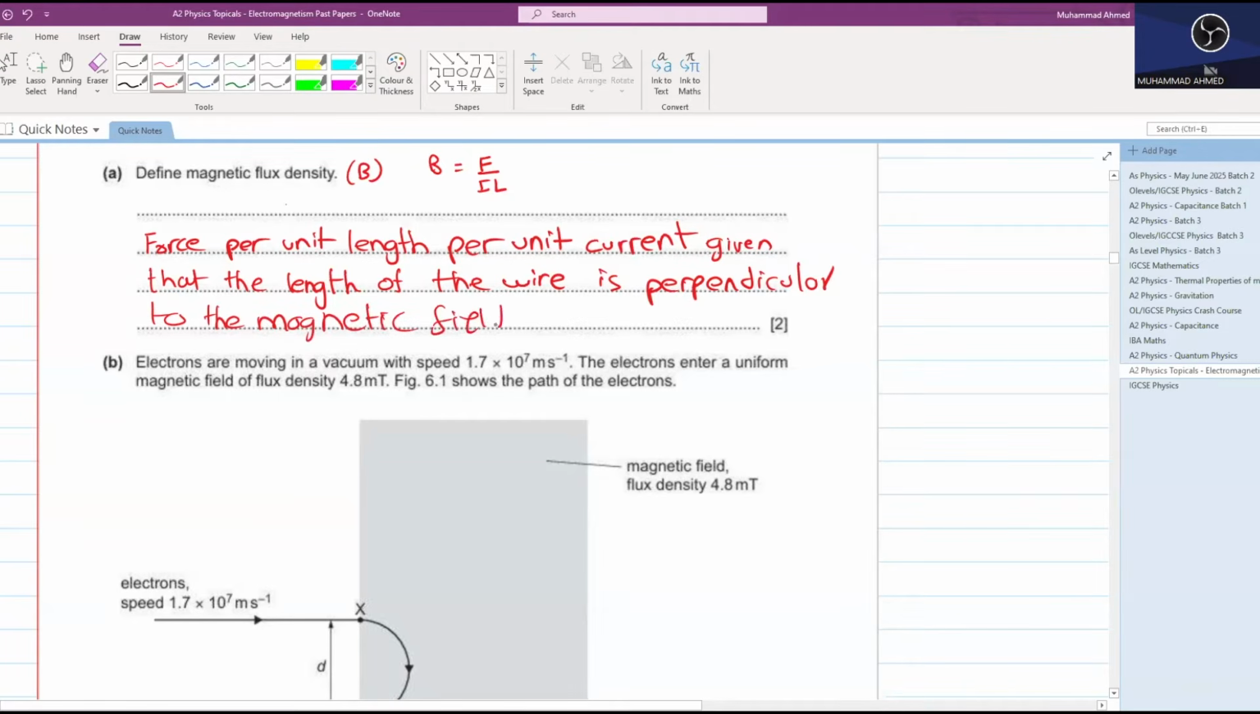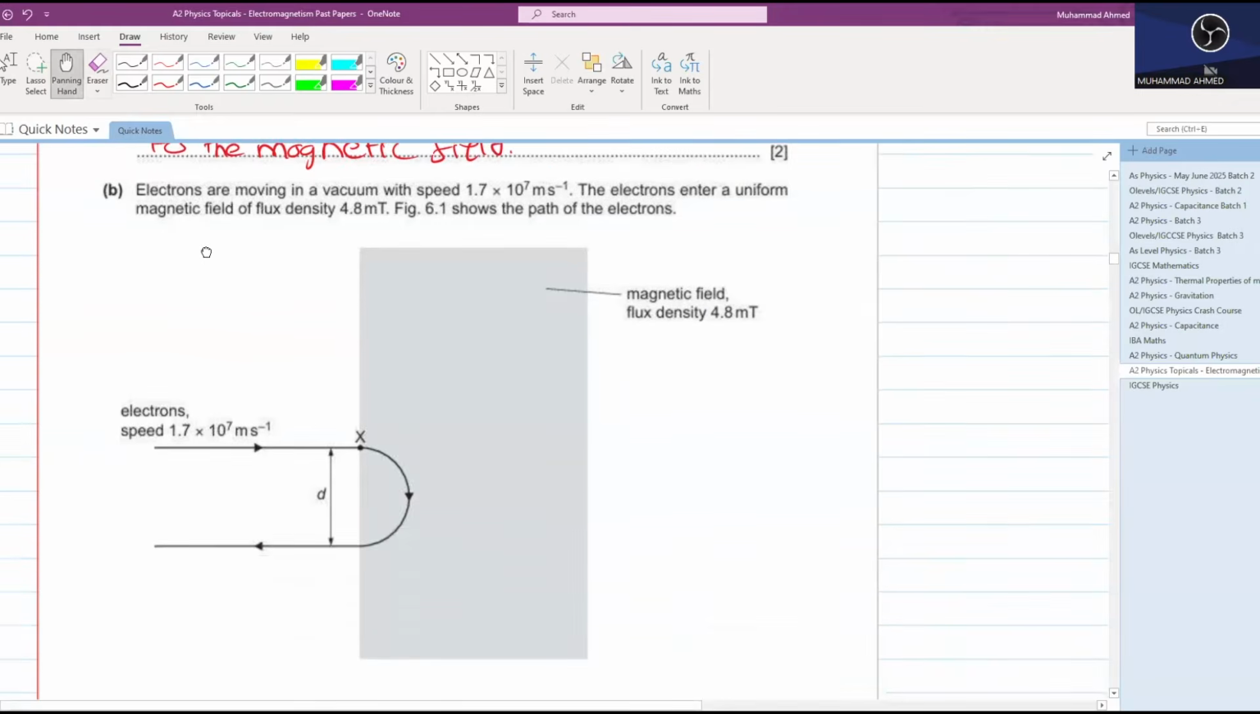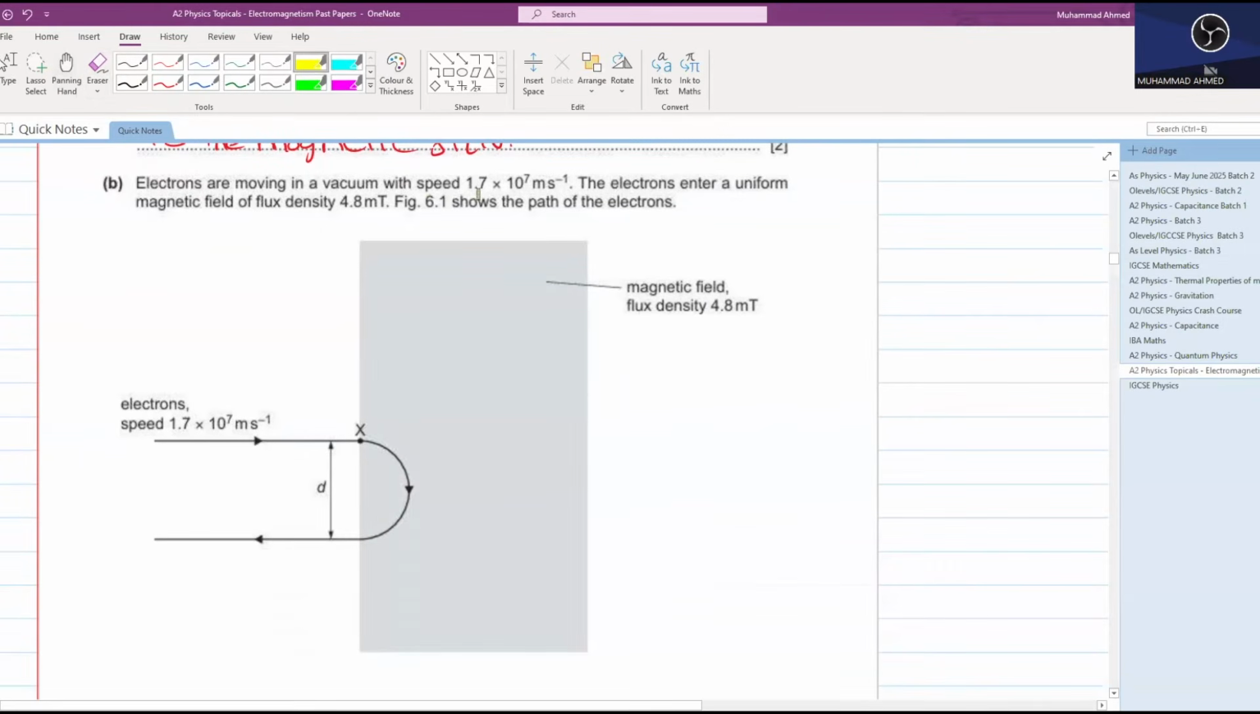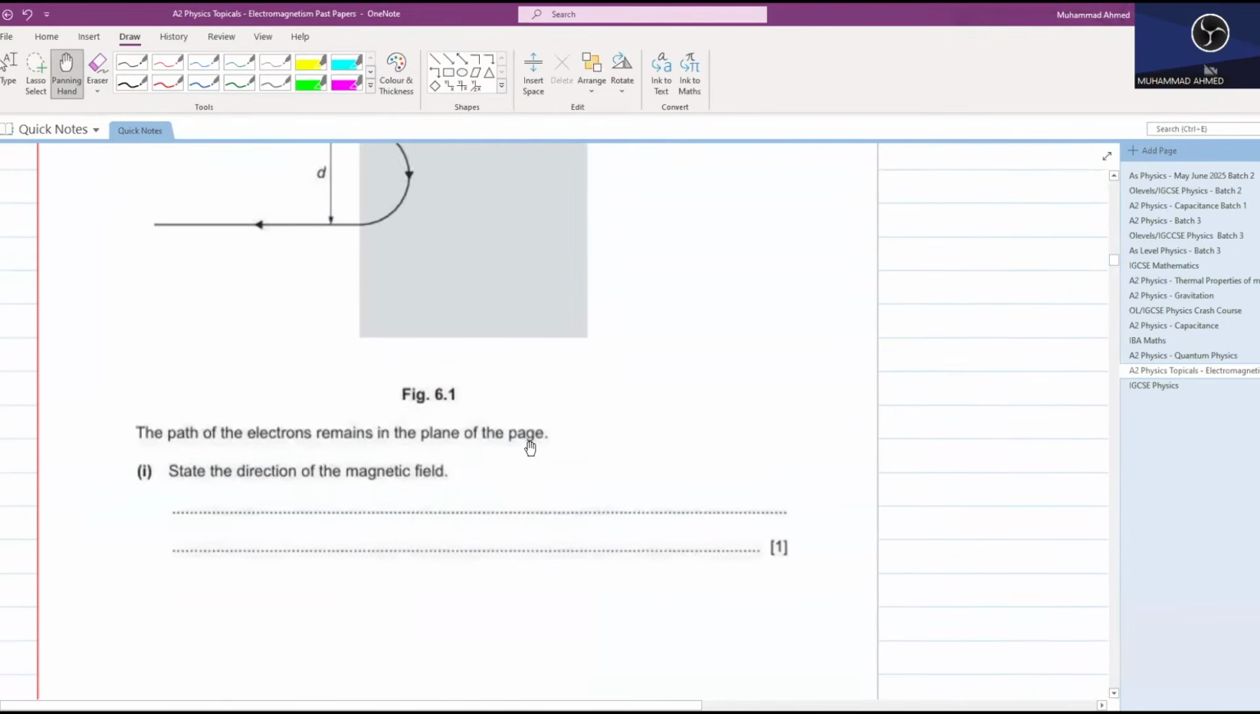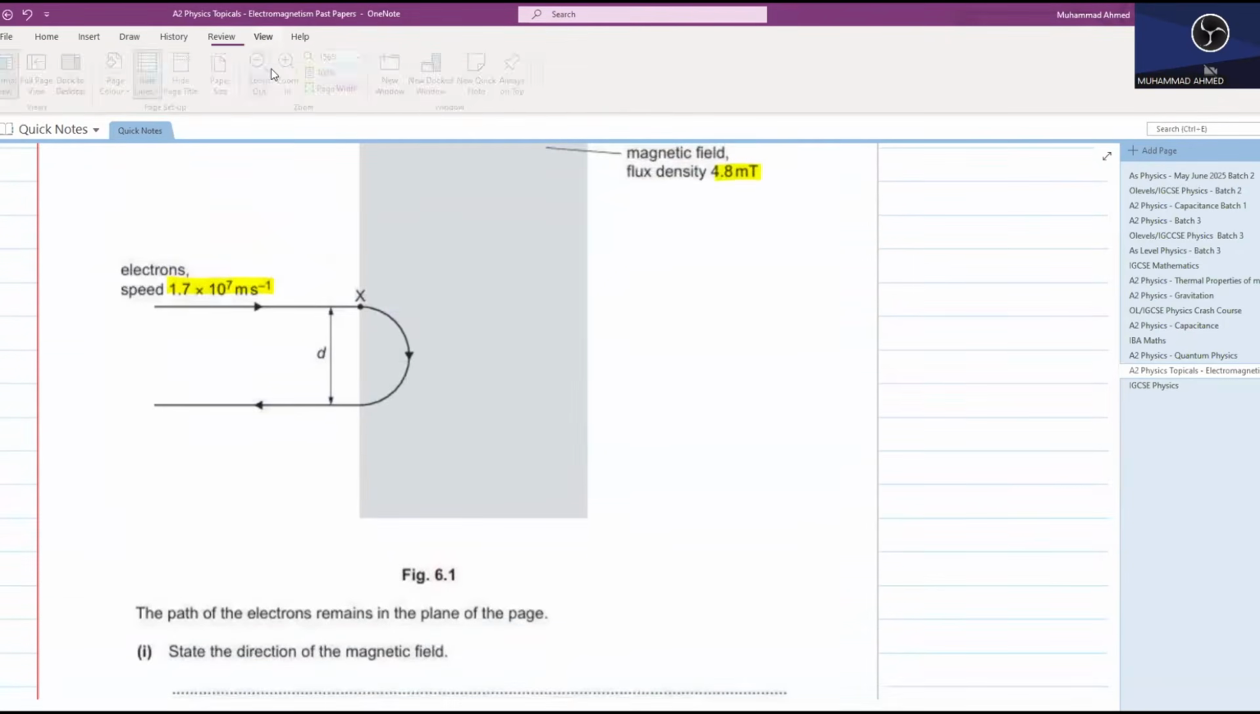Now let's move on to part B. Electrons are moving in a vacuum with a speed of this. The electrons enter a uniform magnetic field of flux density this. Figure 6.1 shows the path of the electrons. We have the B, we have the velocity. Let's see what is being asked here. State the direction of the magnetic field. You have to state the direction of magnetic field.